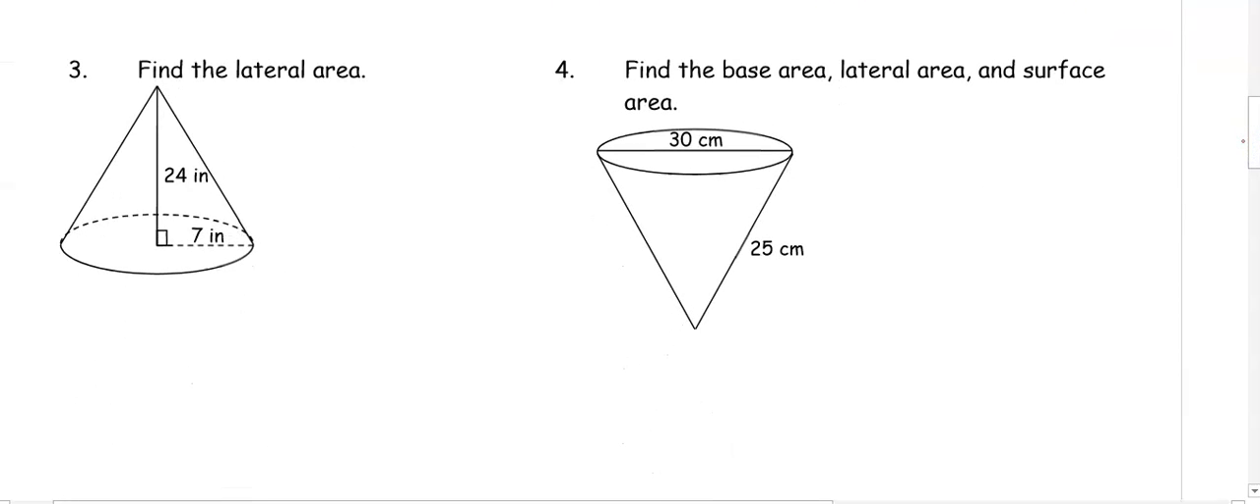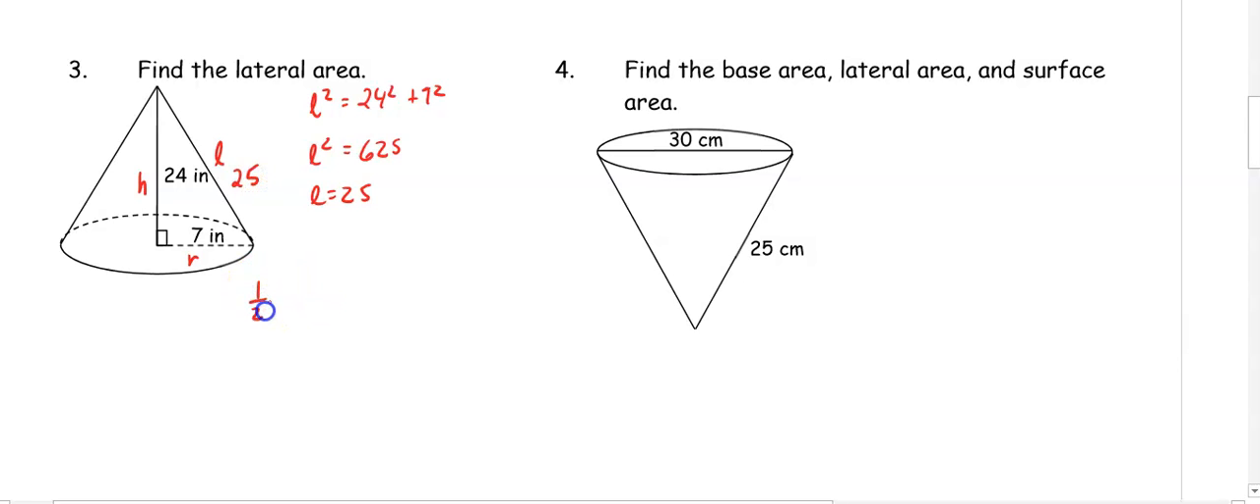So in number 3, we want to find the lateral area, but we don't have our slant height yet. Right now, we have our radius and we have the height. To get our slant height, we have to do Pythagorean theorem. So our slant height squared is equal to 24 squared plus 7 squared. So that is 625, which means our slant height is 25.